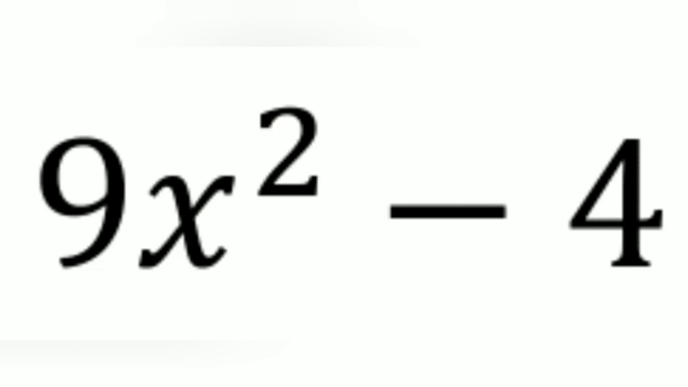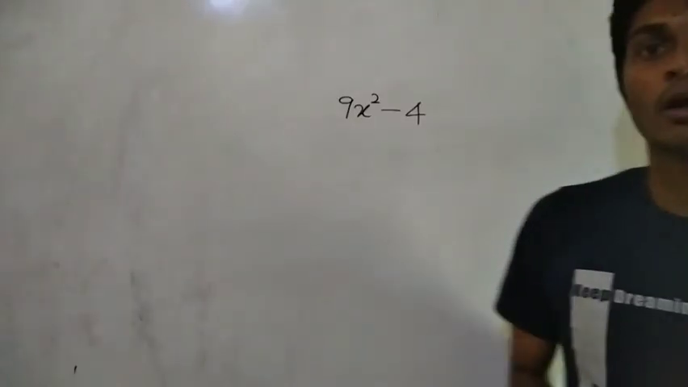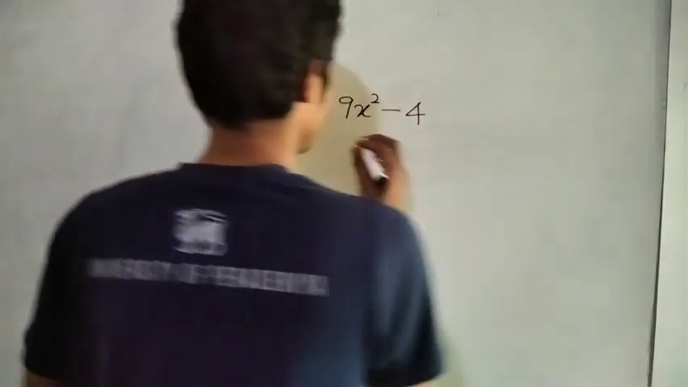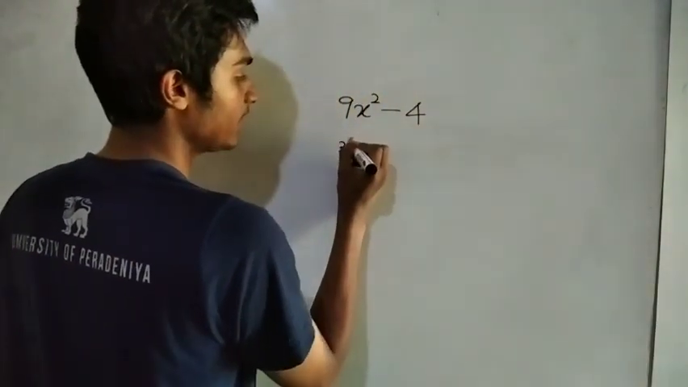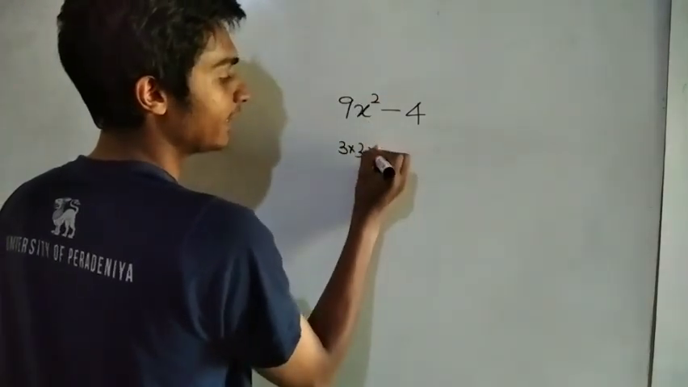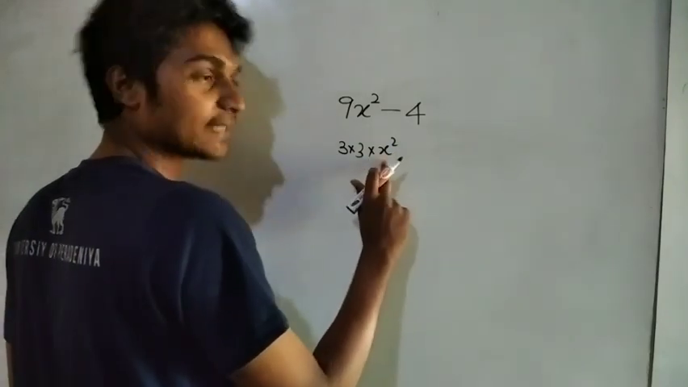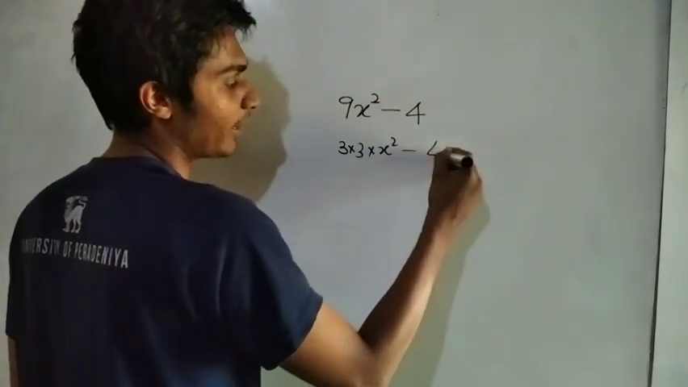So the first problem is 9x squared minus 4. Alright, how are we going to solve this 9x squared minus 4? So that is what we are going to look at now. So it's going to be 3 into 3 is 9 into x squared. So this is very simple. 9 can be written as 3 into 3. x squared can be written as x squared itself. So minus 4 is there.